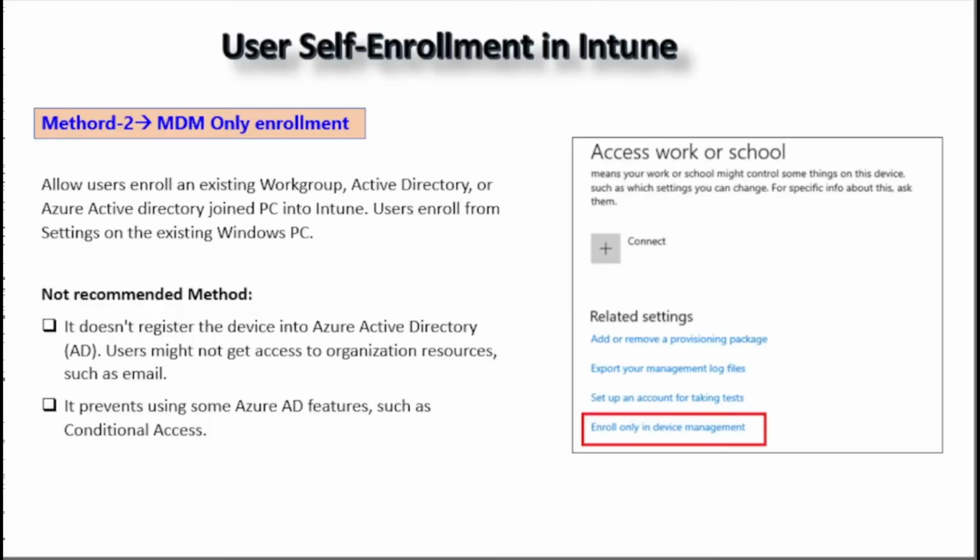Now let's talk about MDM only enrollment. With this option, the user enrolls an existing workgroup, Active Directory or even Azure Active Directory joined PC into Intune. The user enrolls their device by accessing work or school on their existing PC. But it's not a recommended enrollment method because it does not register the device in Azure Active Directory, and users might not get access to organization resources such as email, and it prevents using some Azure AD features such as conditional access.